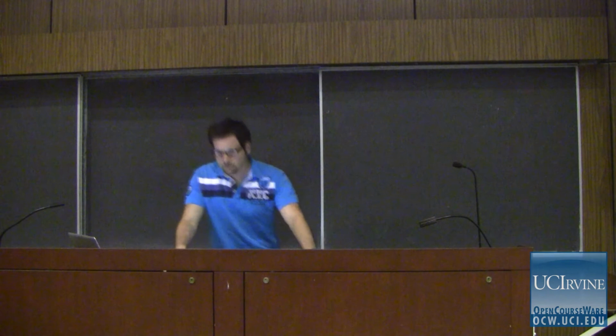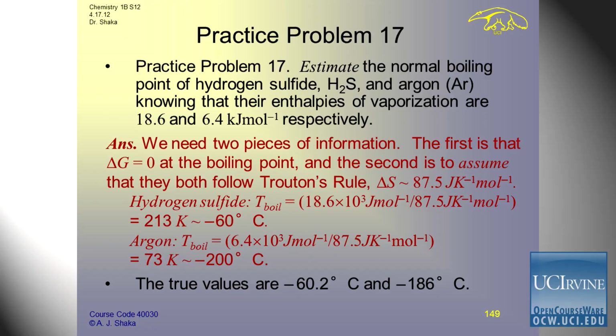So, this is a good practice problem to understand the method. So, they're asking you to find the normal boiling point of hydrogen sulfide and of argon, knowing their enthalpies of vaporization are 18.6 and 6.4 kilojoules per mole, right?